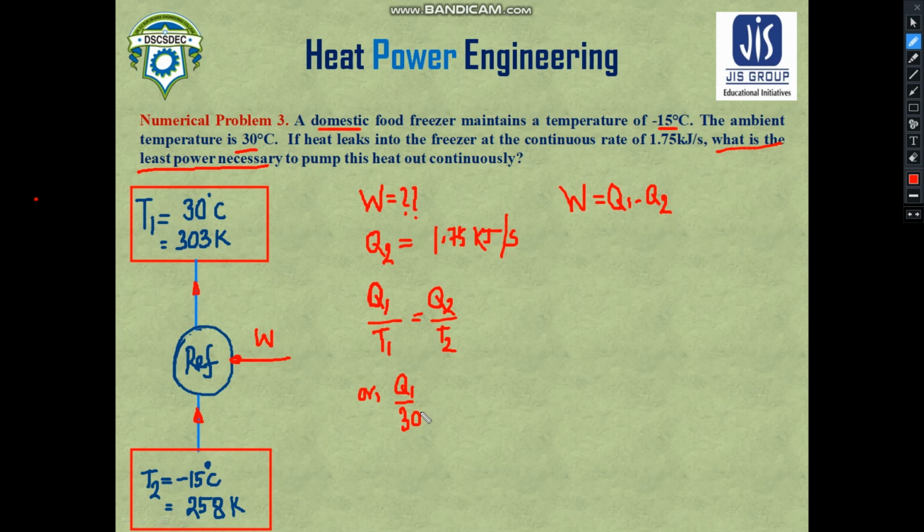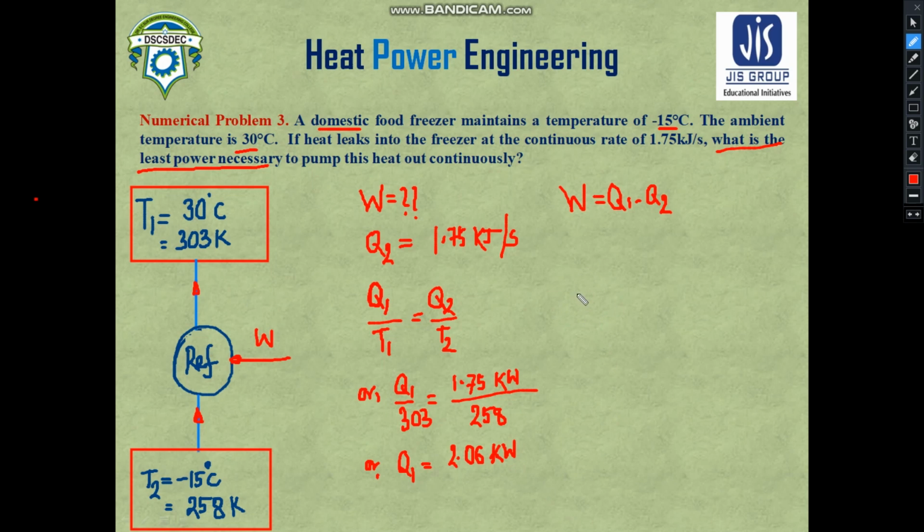So Q1 by 303 is equal to 1.75 kilojoule per second, or we can write kilowatt. So joule per second is watt, so it will be 1.75 kilowatt by T2, or we can write 258. So if you do the calculations, you will find Q1 as 2.06 kilowatt. Okay, so you can find this value.